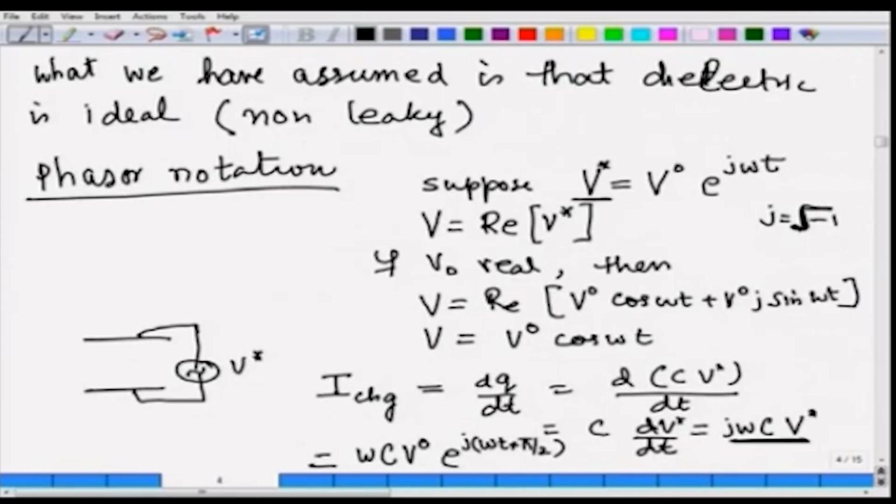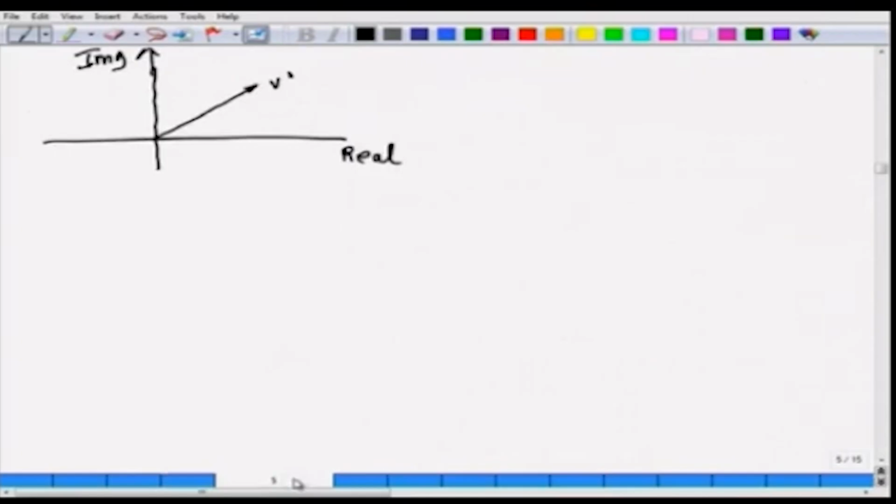This will be pi by 2 off from this V0 phase, and hence I will write this current I as perpendicular to it, pi by 2, this is I. Meaning on this same plot I am plotting both current and voltage. So this is the current, this is for an ideal dielectric.